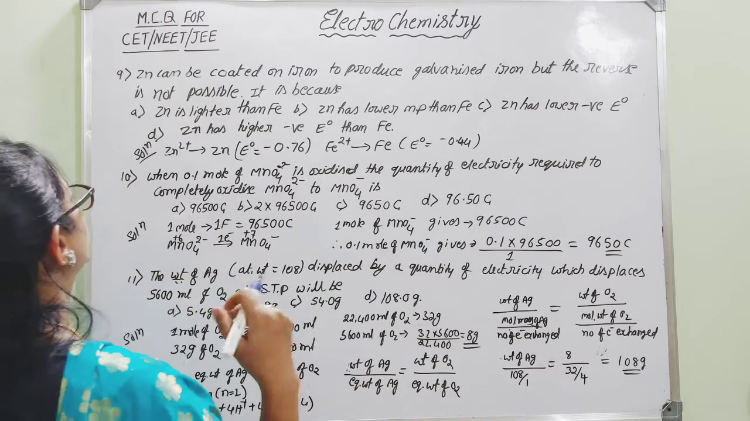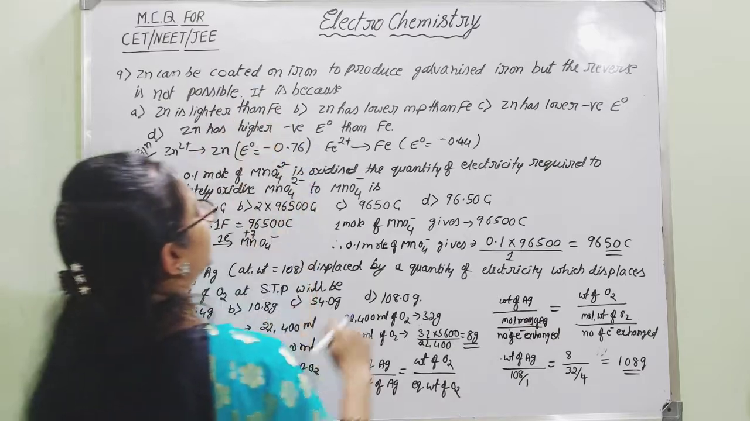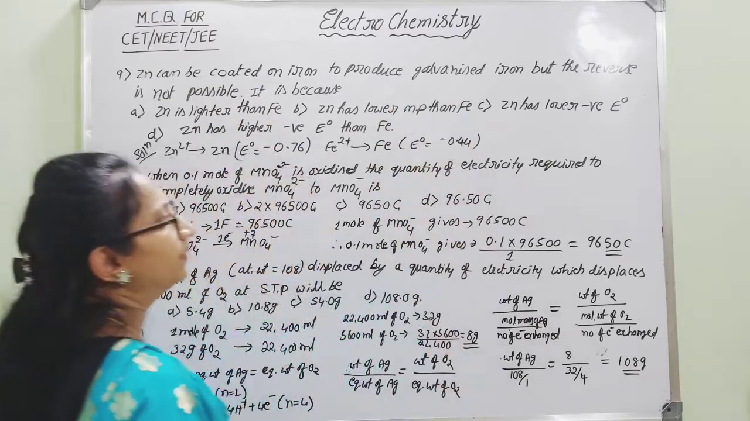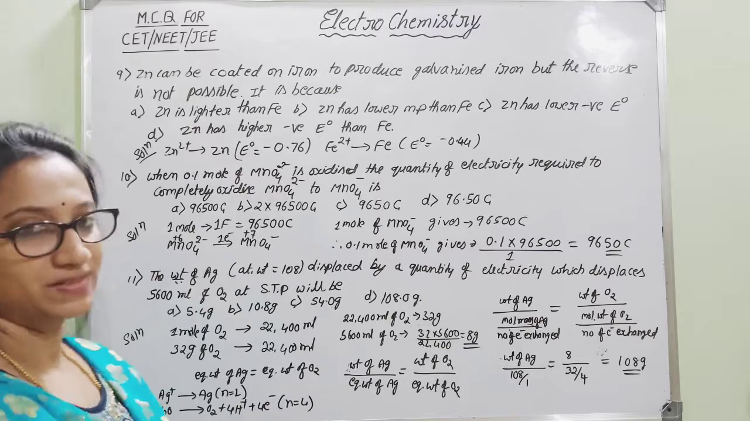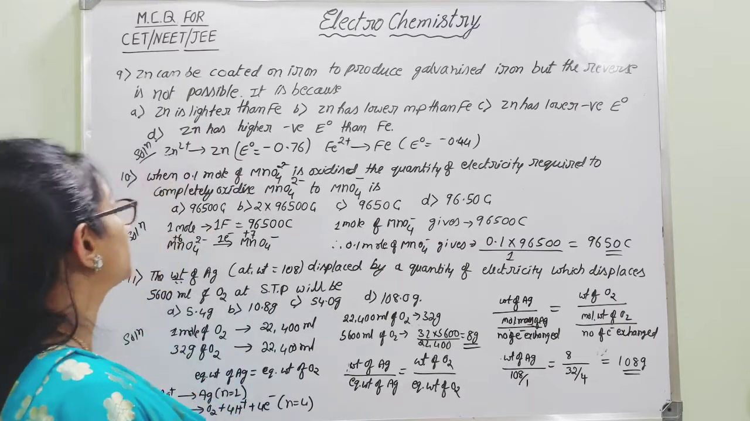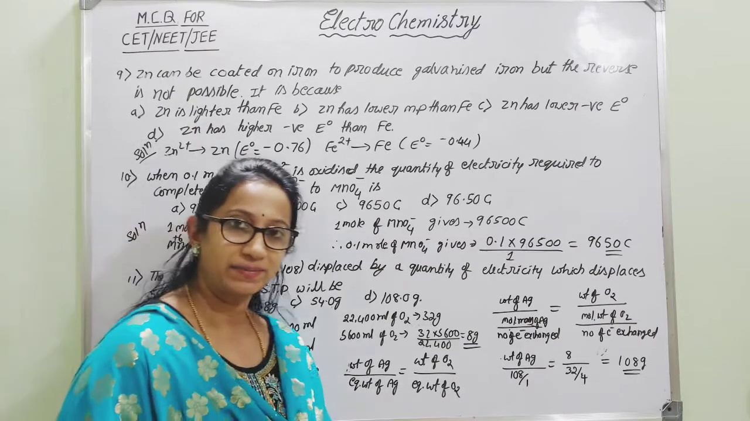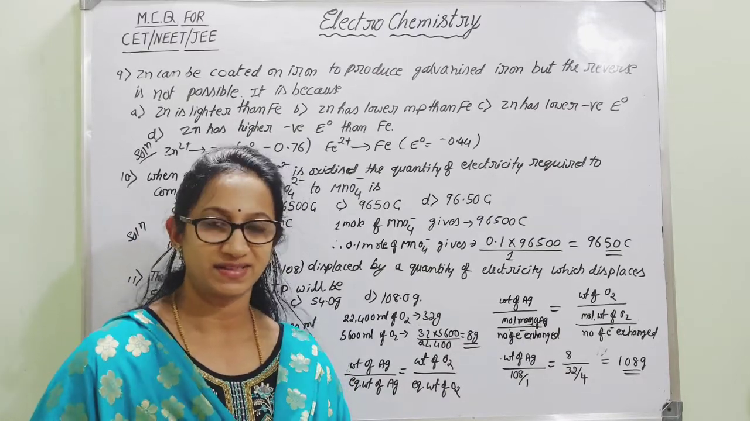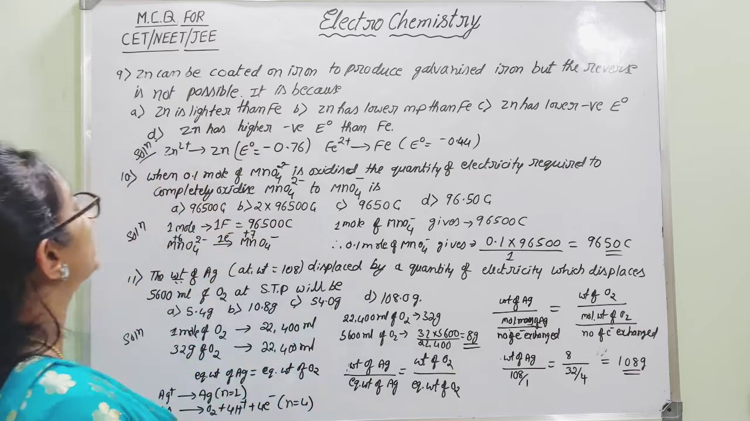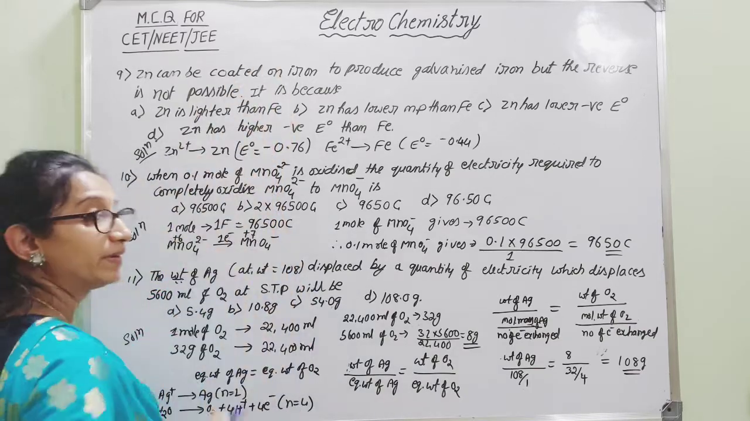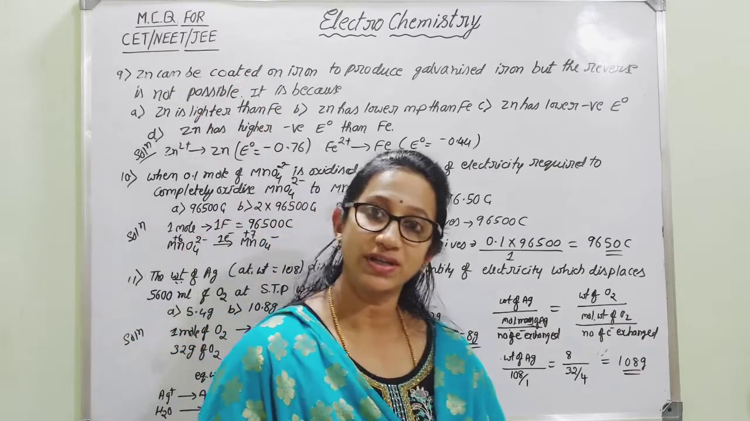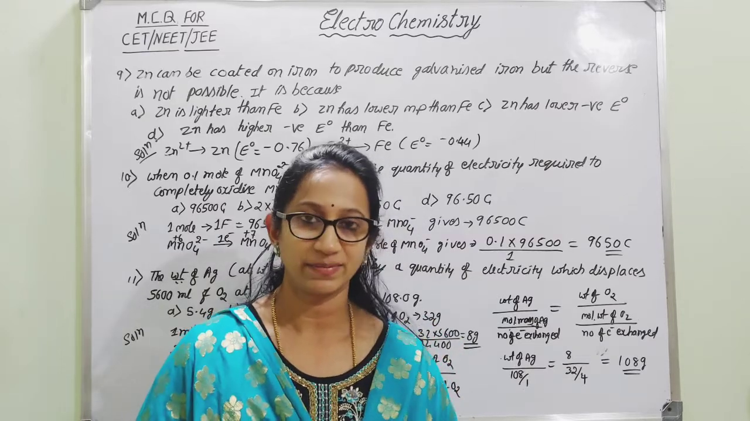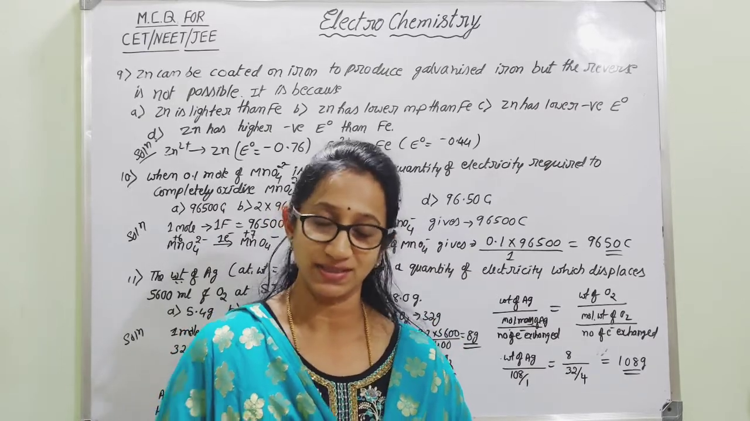The next, 9th question. Zinc can be coated on iron to produce galvanized iron, but the reverse is not possible. So galvanization is coating of any particular metal on a specific metal to protect that metal. Here if you consider galvanization of iron, iron metal can be protected by coating of zinc metal. So it is nothing but galvanization of iron by using zinc.